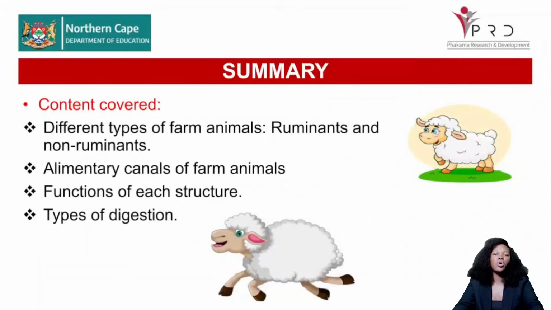And then we also discussed the structures making up the digestive system, whether of a fowl, a sheep, or a pig. We discussed their functions and how they are adapted to perform those functions, and we also discussed the different types of digestion that take place in the alimentary canal of various farm animals, right?